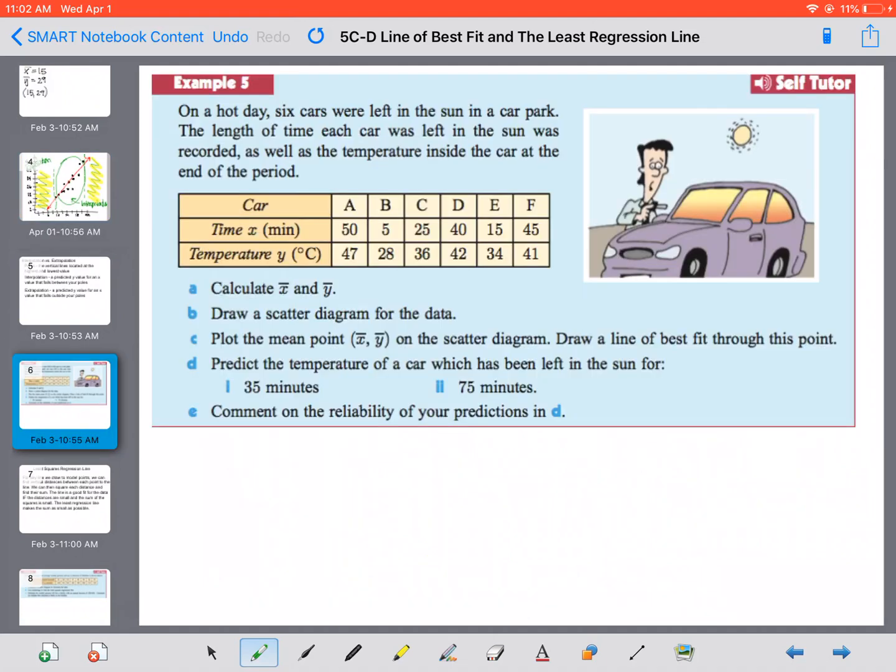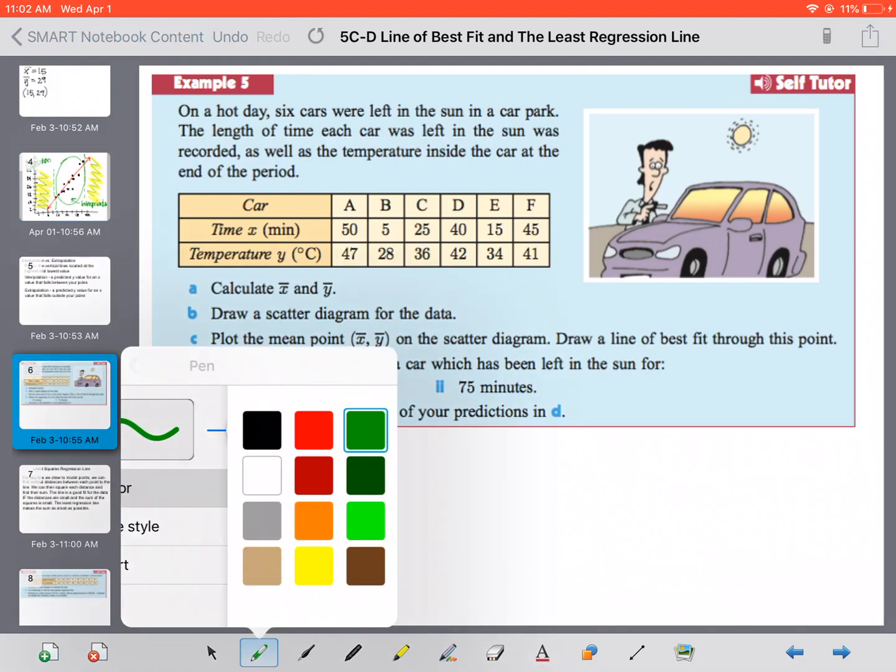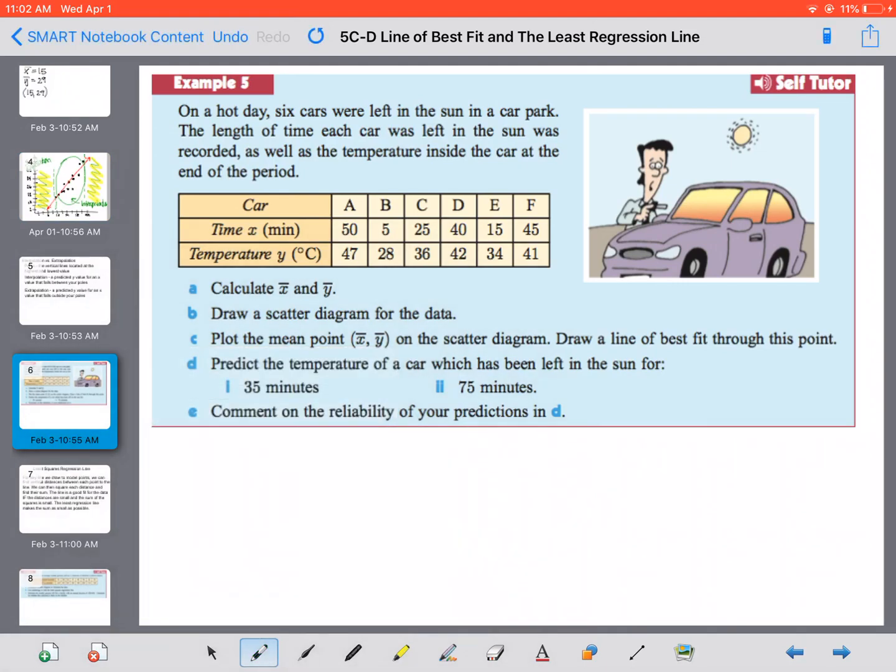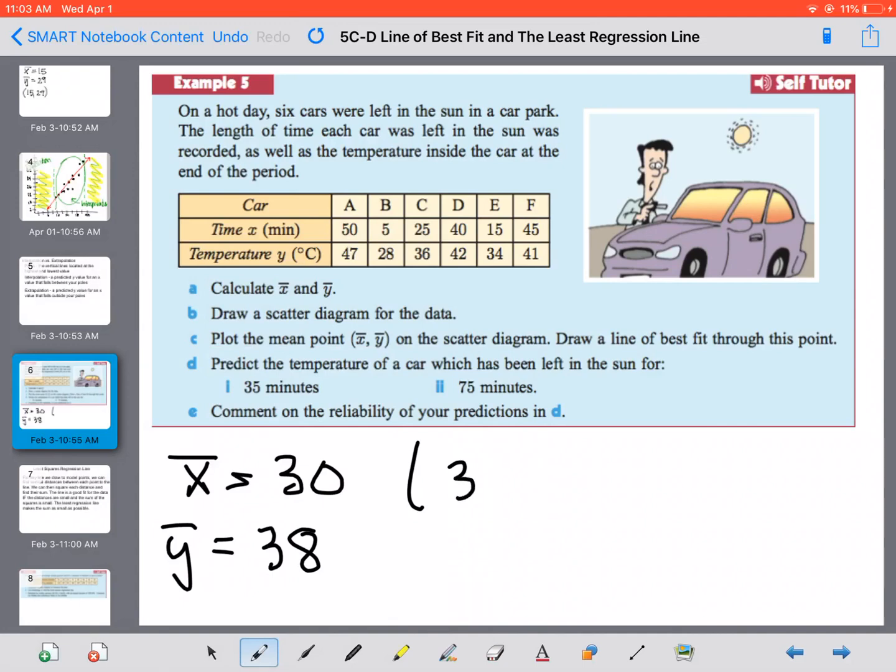So this particular example, I'm not gonna draw the scatter plot, but I am gonna give you the values here and give you a rough estimate of what it looks like. So when you plug this into your calculator and calculate the mean of x, you get 30. And when you calculate the mean of your y, you get 38. So our mean point is (30, 38).